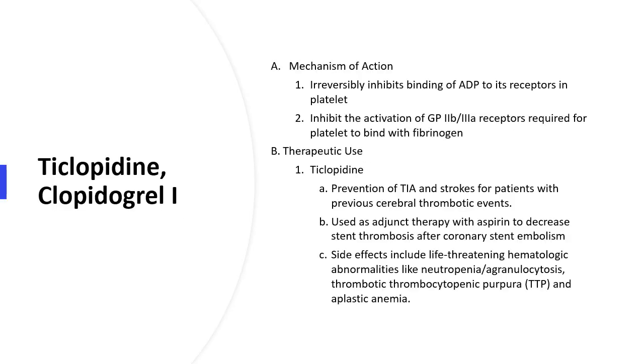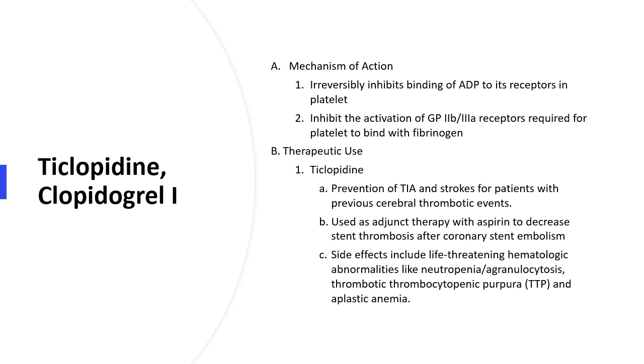Now, second is ticlopidine and clopidogrel. Their mechanism of action is as follows. 1. It irreversibly inhibits the binding of ADP to its receptor in the platelet. 2. It inhibits the activation of GP2B3A receptors required for platelet to bind with fibrinogen.